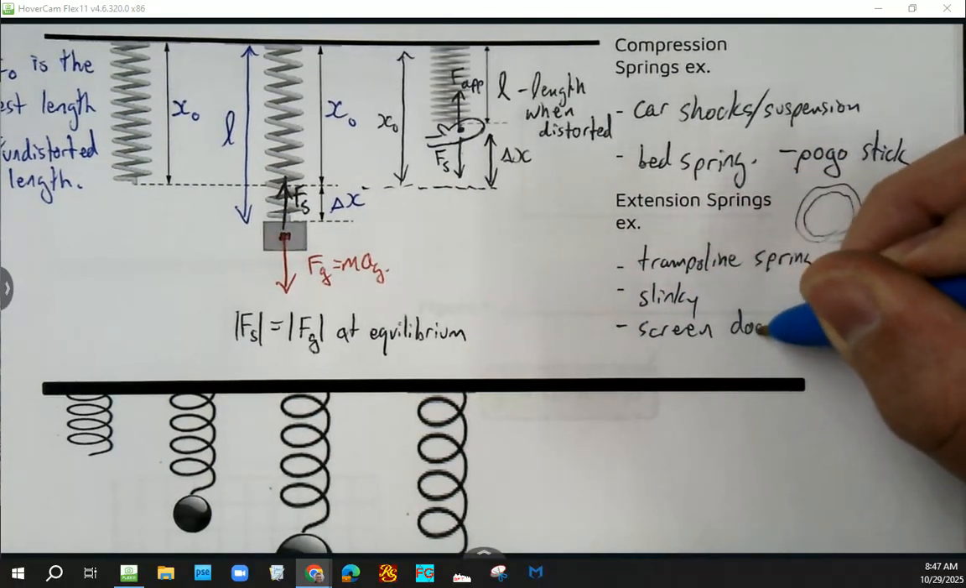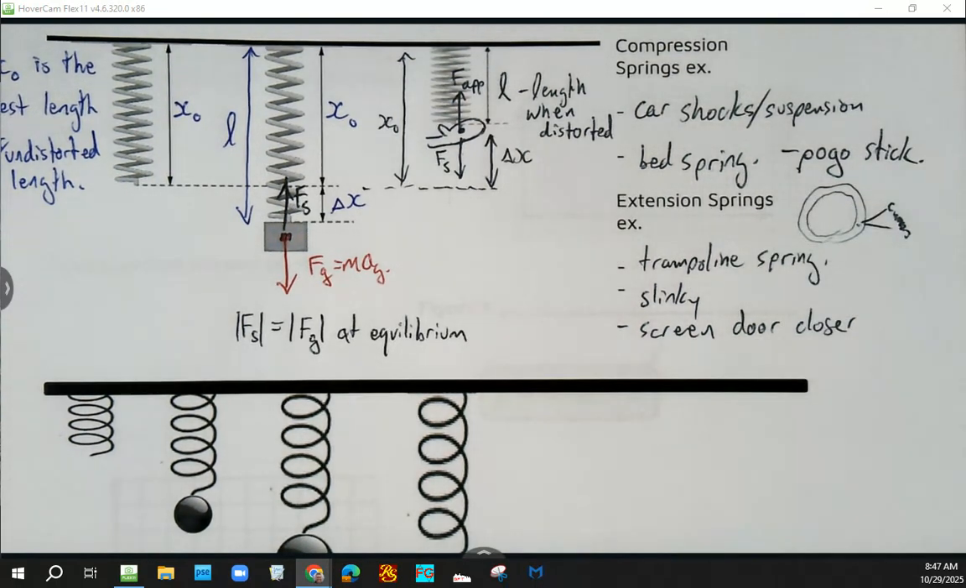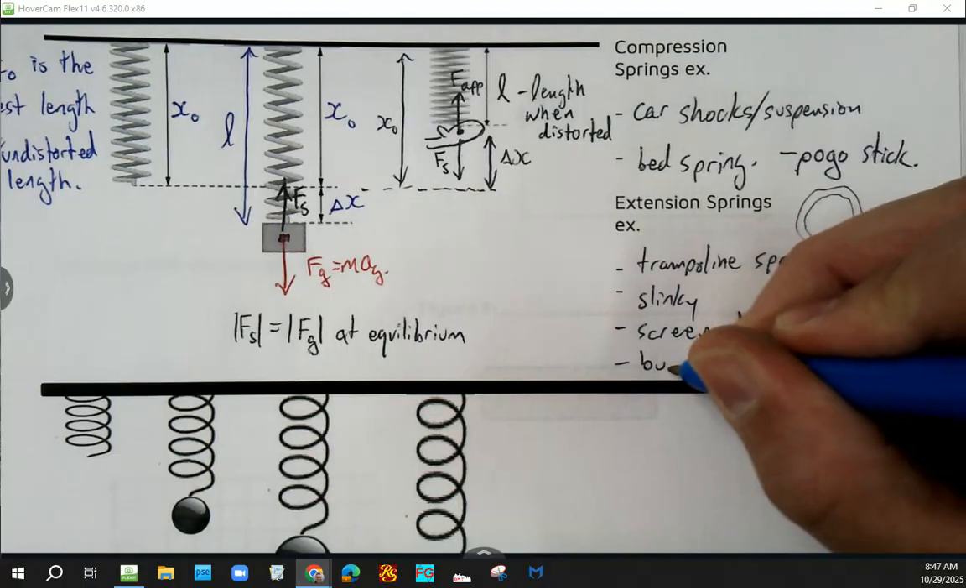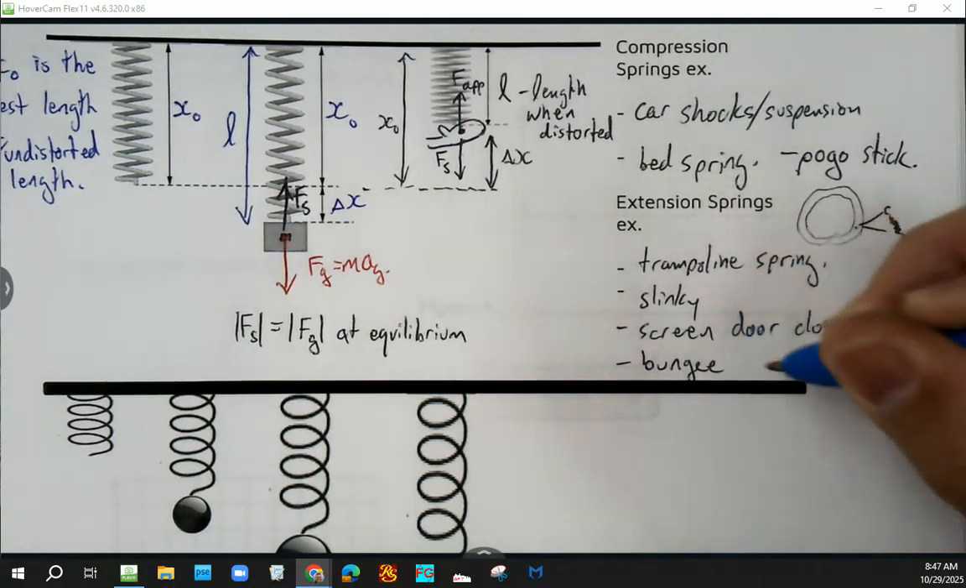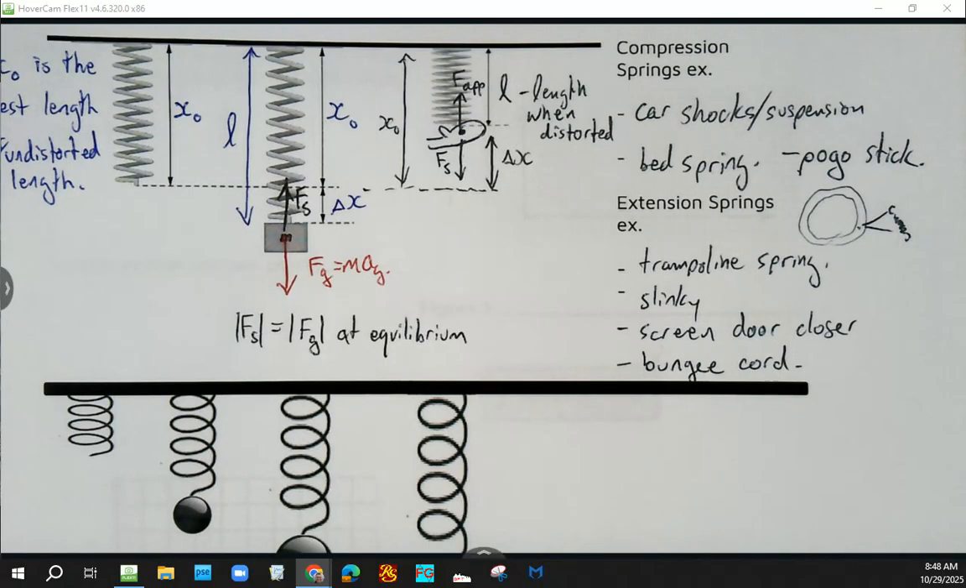And one that we're going to sort of reference, it's not truly a spring, but it's an elastic material that's an extension elastic material, is a bungee cord. Again, not a true spring, because I would think that most bungee cords would use polymers woven into a rope form, but this is going to be a material that has a stretchy quality to it.